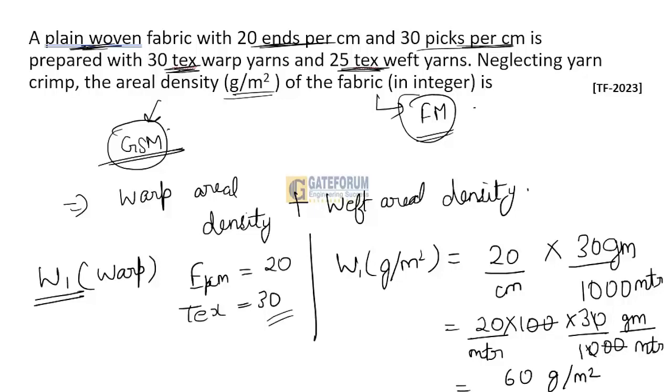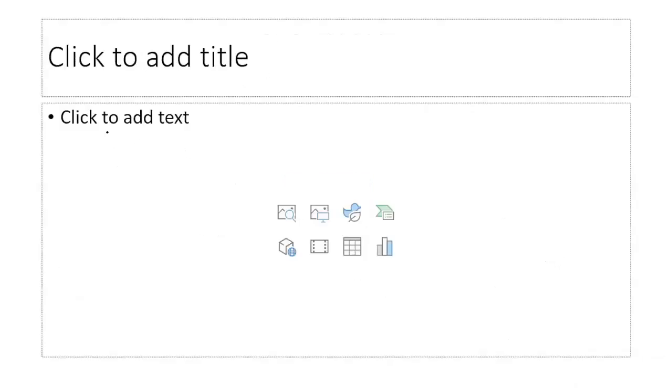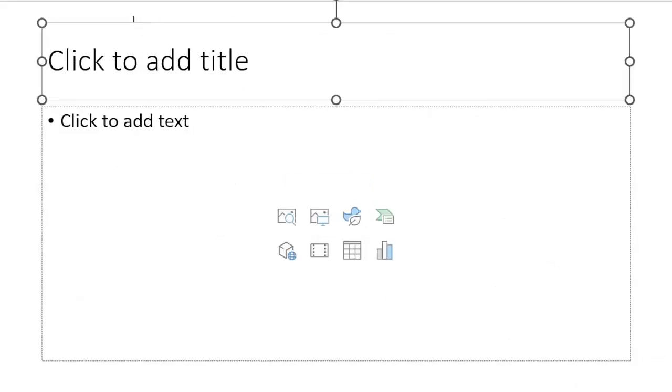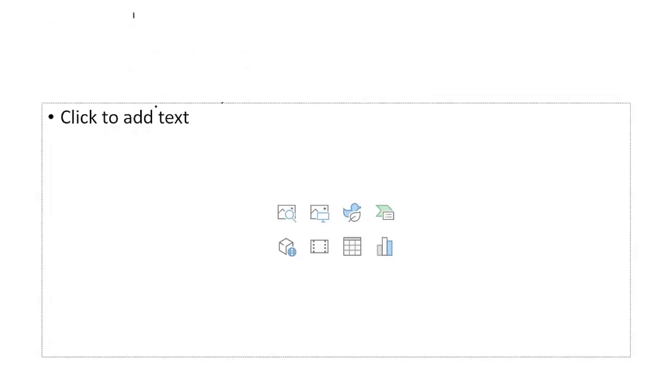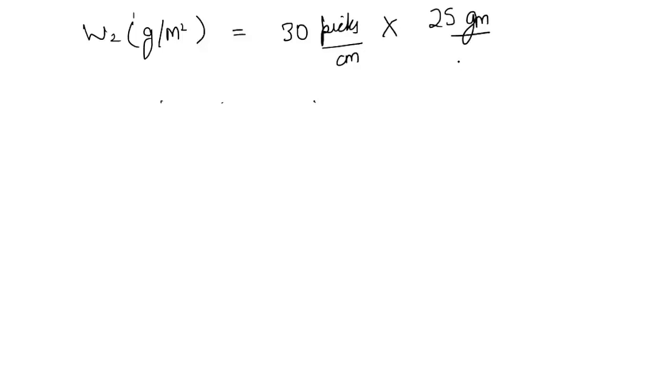Similarly, we need to do the same calculation for W2. W2 in gram per meter square is basically 30 picks per centimeter into 25 gram per 1000 meter.